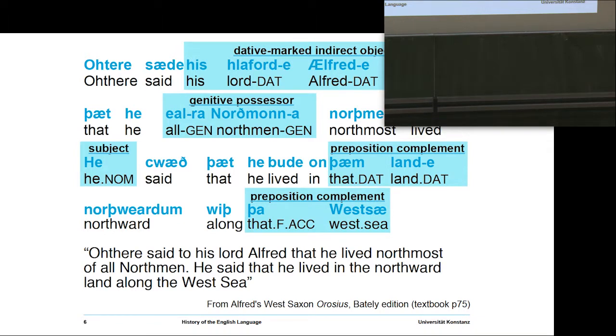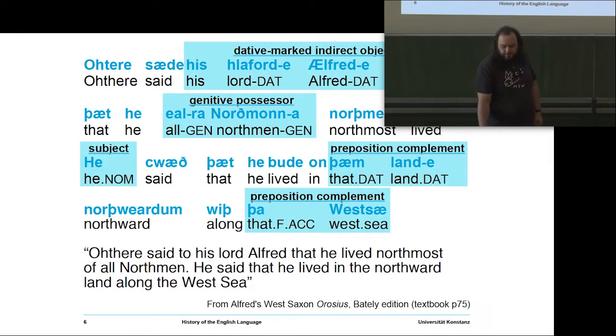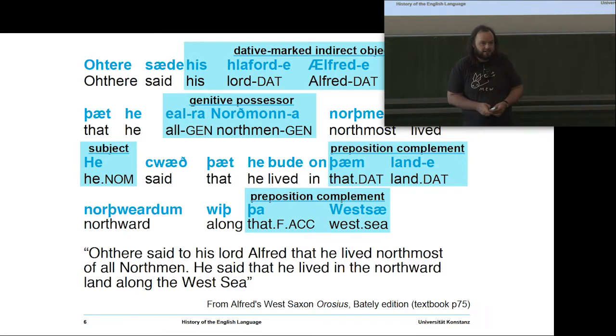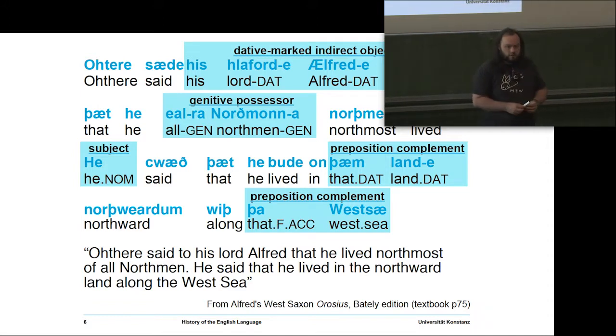So we start off with "Ohthere sade his hlaforde, Ælfrede cyninge." There are E's here, at the end of the word. These are singular dative-marked E's. Why are there E's here? Why are there dative endings? Well, because this is an indirect object. It's the recipient, right? You say something to someone else. And so you've got this indirect object here. His lord, Alfred, king.